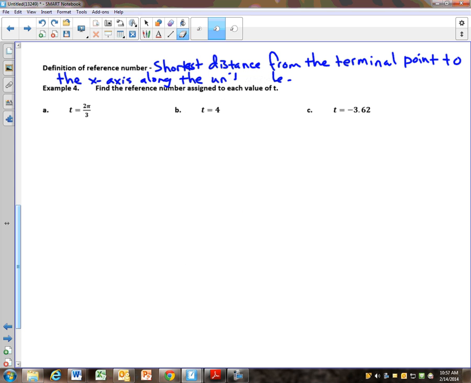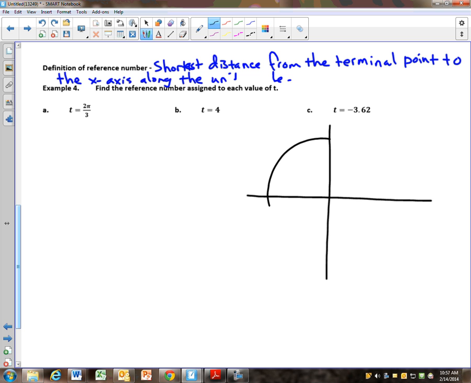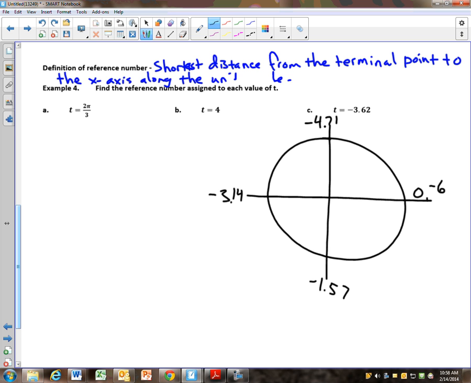T equals negative 3.62. So same type of problem, just negative now. Well, we did an example like this up above. Now this would be negative 1.57. You would travel 1.57 the opposite direction. So negative 3.14, negative 4.71, and finally negative 6.28.